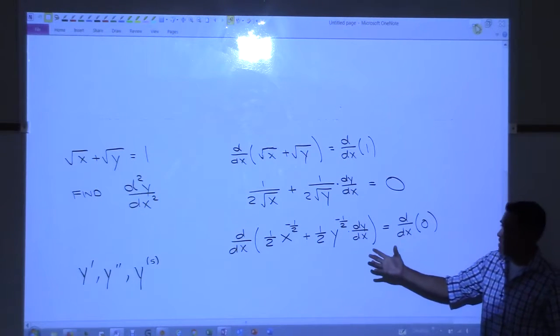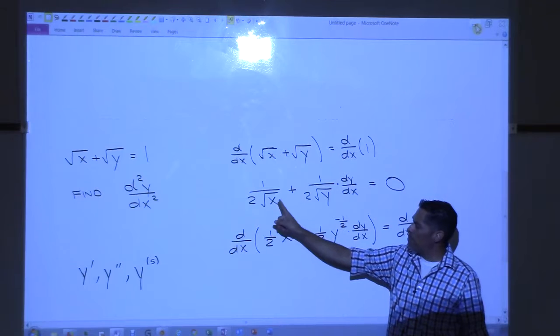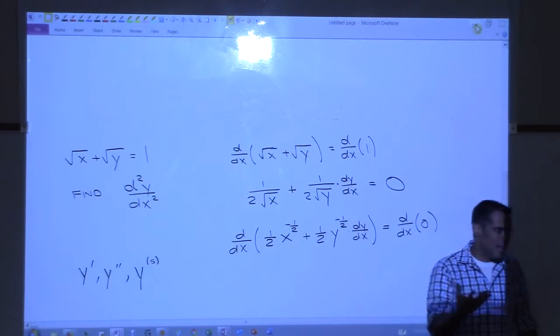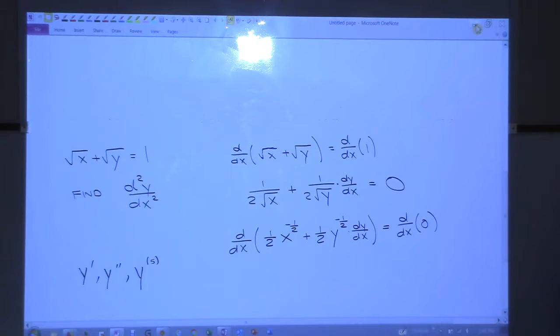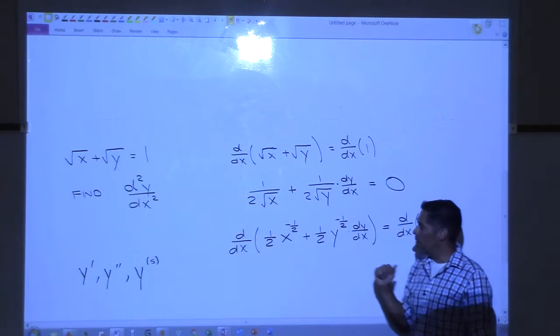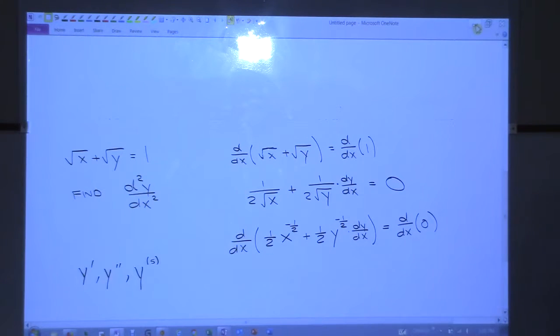Okay, so all I did was rewrite this root as a 1/2 power, then brought it back up. This root is a 1/2 power, brought it back up. And the reason I did that is because I know I'm about to take the derivative again, and it's easier for me to work with the power rule this way, right? Okay. Any questions on that step?